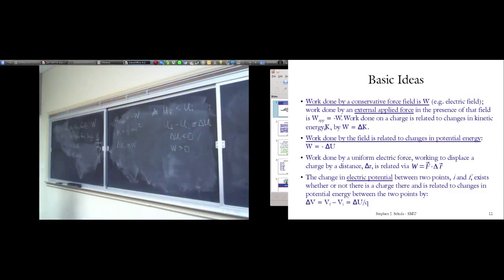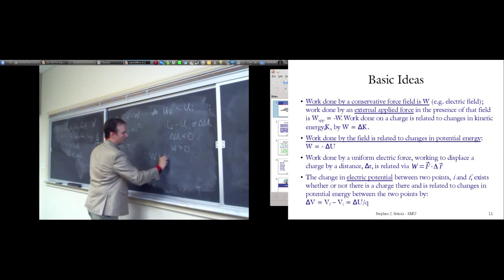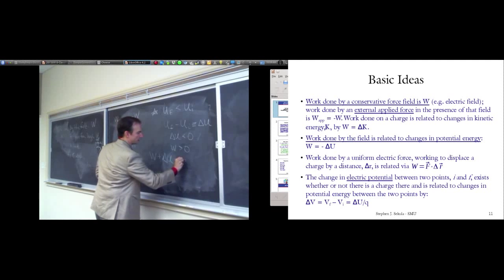What must be conserved always in a closed system? Energy, right? So whatever is true, we know that the sum of W and delta U is a constant. Okay?